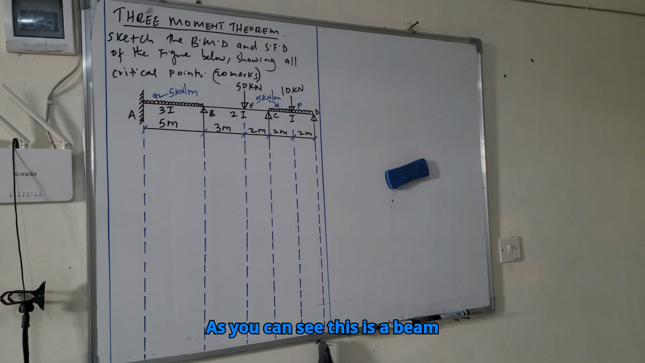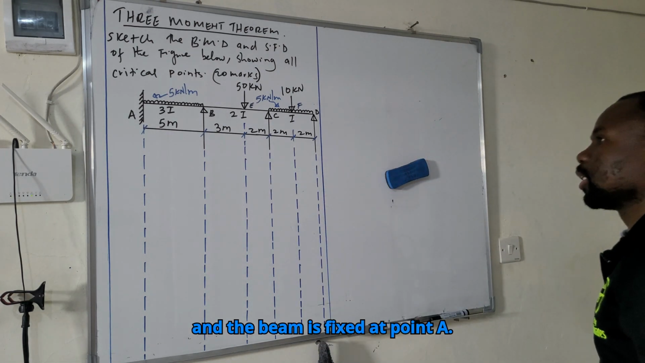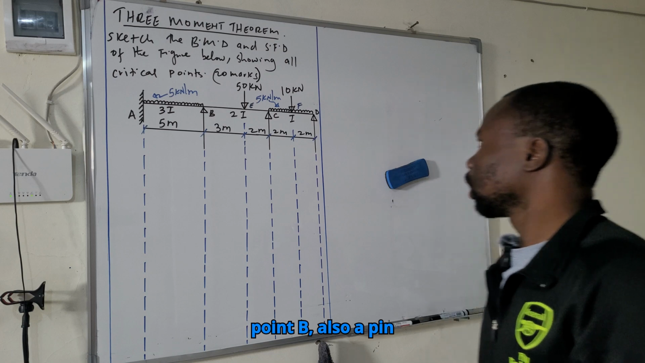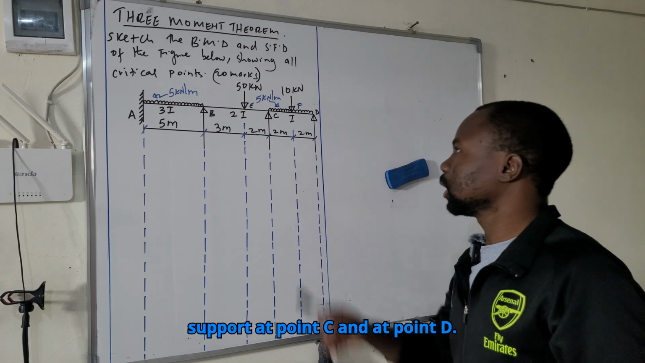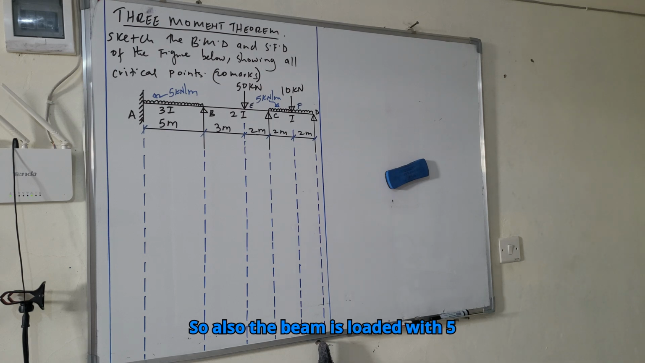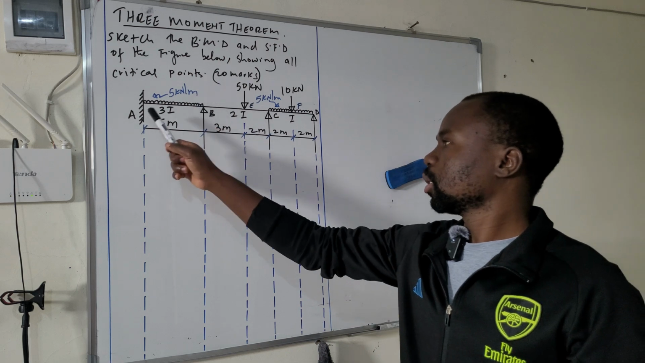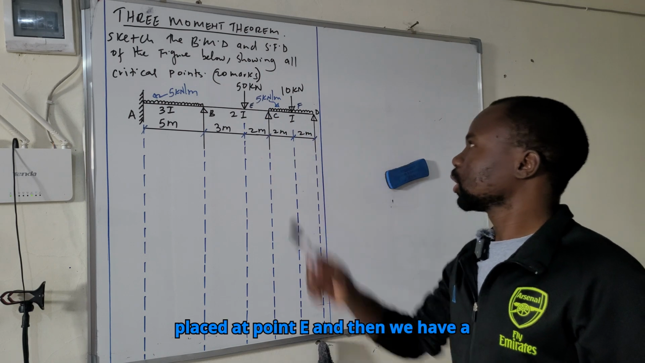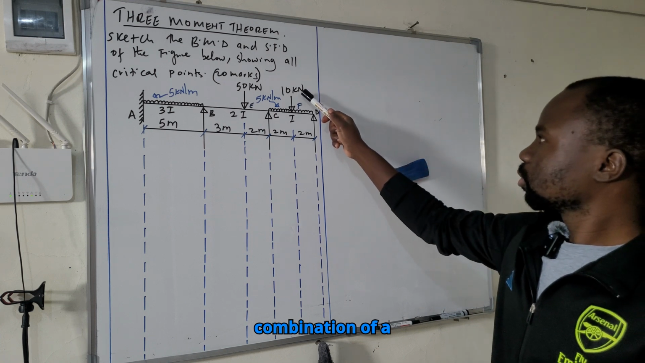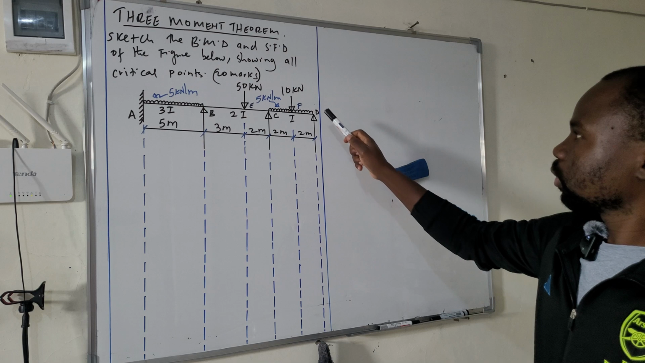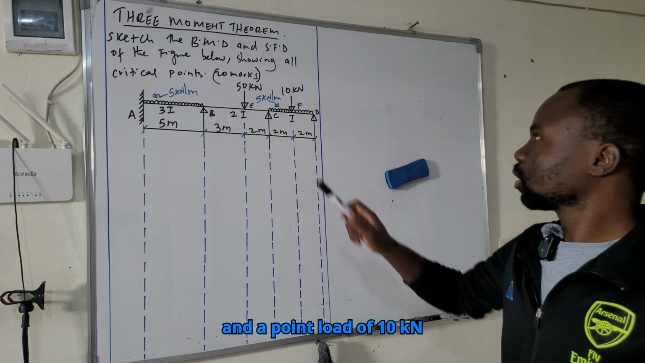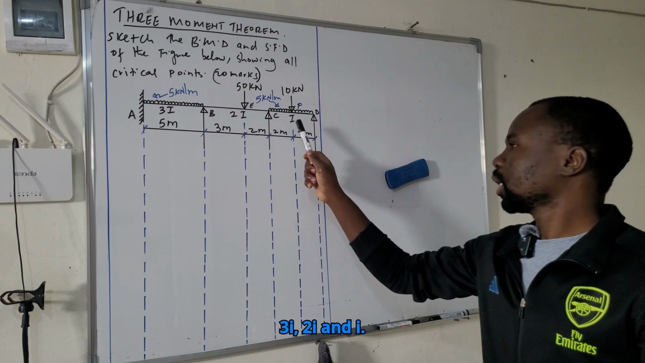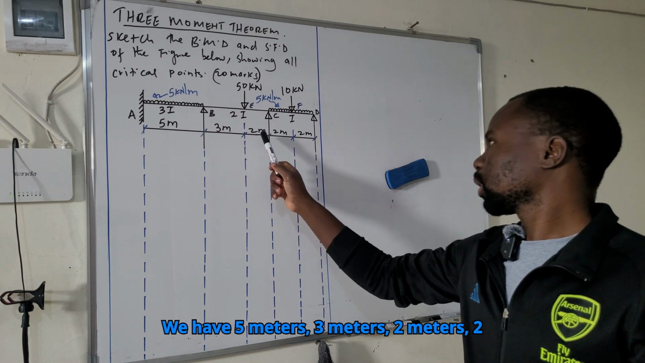As you can see, this is a beam, and the beam is fixed at point A. It has a pinned support at point B, also a pinned support at point C and at point D. The beam is loaded with a 5 kilonewton per meter UDL between point A and B. We have a point load of 50 kilonewton placed at point E, and then we have a combination of a UDL and a point load. The UDL is 5 kilonewton per meter and a point load of 10 kilonewton at point F. Again, we have 3I, 2I, and I. We have 5 meters, 3 meters, 2 meters, 2 meters, 2 meters.